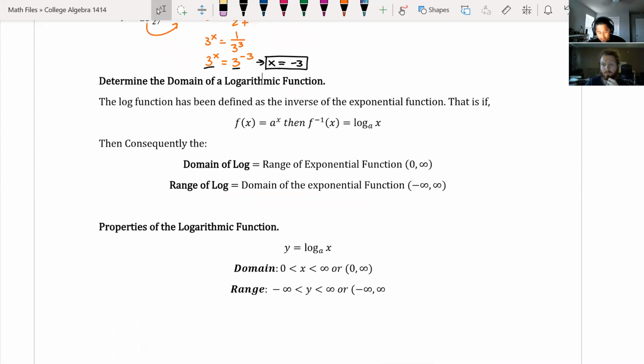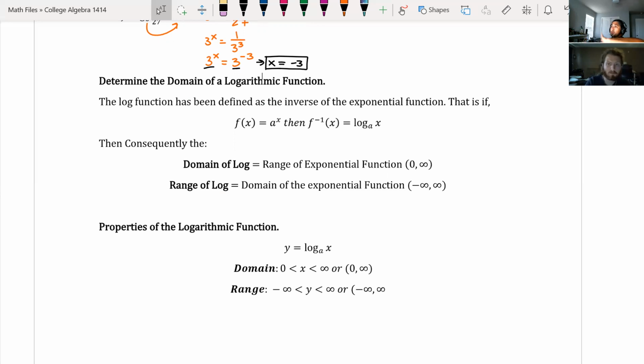All right, so once again, we're going to cover the domain of a logarithmic function. The log function has been defined as the inverse of the exponential. So if f of x equals a to the x, then the inverse is going to be log base a of x. The domain of the log is going to be the range of the exponential function.